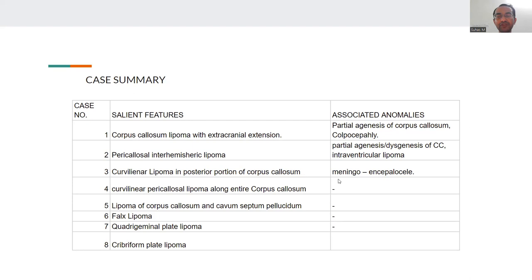It was associated with frontal meningoencephalocele. A fourth case had curvilinear pericallosal lipoma along the entire corpus callosum. A fifth case had a lipoma of corpus callosum and cavum septum pellucidum. A sixth case had fornix lipoma. Seventh case was that of quadrigeminal plate lipoma. Eighth was that of cribriform plate lipoma. And our last four cases were not associated with any associated anomalies.